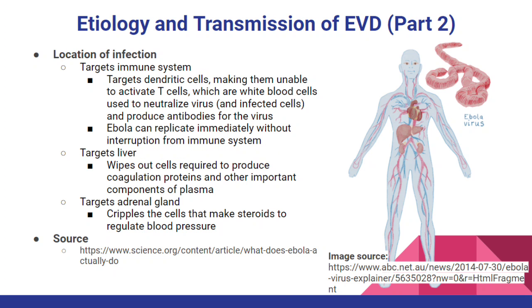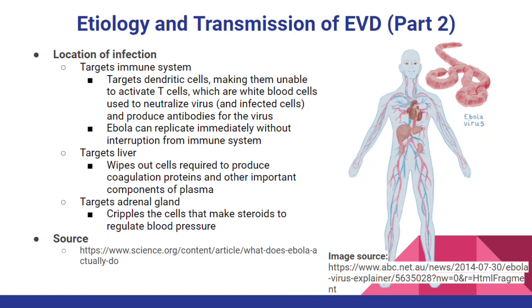As I mentioned before, Ebola targets the immune system. In particular, it targets dendritic cells. And because dendritic cells get infected, they are unable to activate T cells. Now, T cells play a role in neutralizing the virus and infected cells, as well as aiding in the production of antibodies. Because the immune system is drastically weakened in this case, the Ebola virus can wreak havoc in the body without much interference from the immune system.